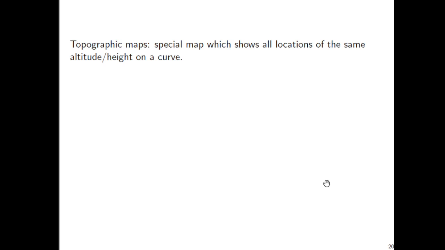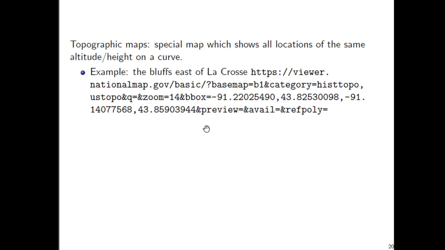Okay, just to really try to bring things home and to help this make sense a little bit, you might appreciate this analogy if you're a hiker, but whether you are or not, I'd like you to try to take this in. A topo map or topographic map is a special map which shows all locations of the same altitude or height. Here's an example. Let's click on this. Okay, the example we are going to look at happens to be the bluffs that are just east of La Crosse.